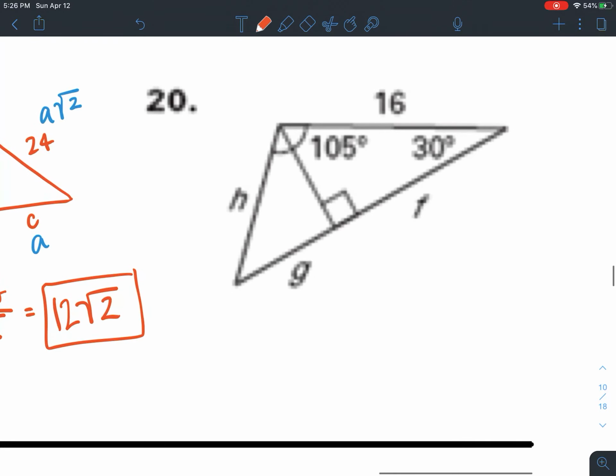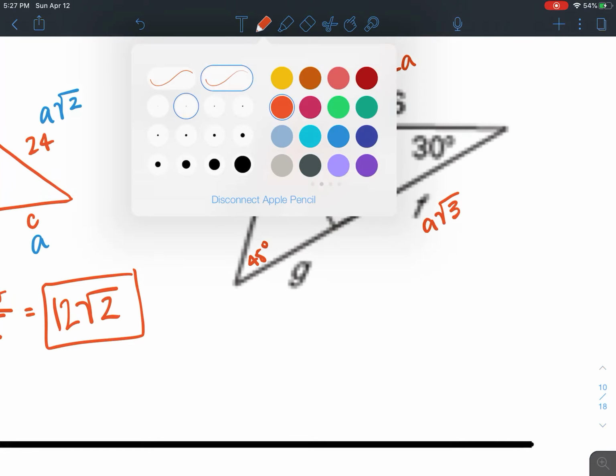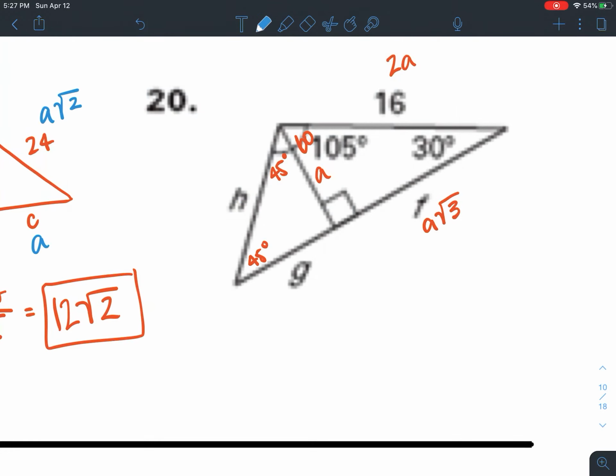And last one here, I've got a 30, 60, 90. So this one here will be 60, which leaves 45 for this and 45 for that one. If my long leg, which is my 2A, is there, then I have my A here and my A square root 3. Always work back to the short leg. So 16 divided by 2 will give me 8. And 8 times the square root of 3 will give me 8 root 3.